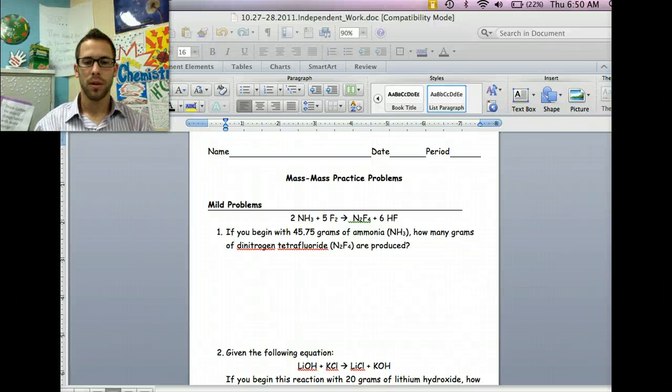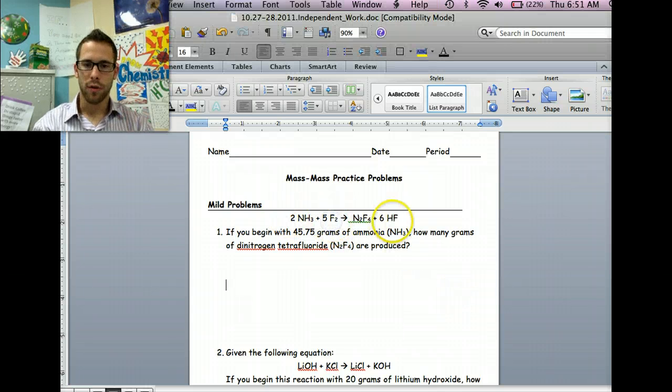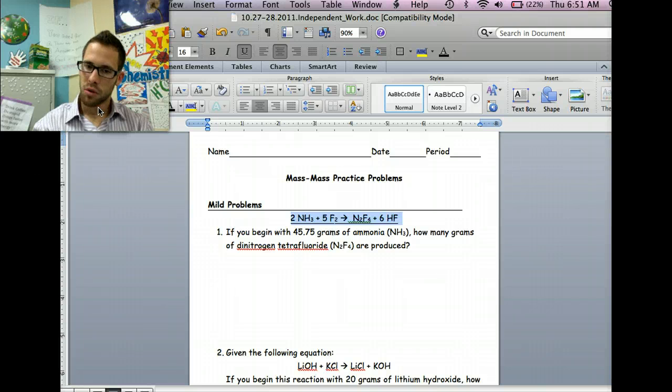Okay, so we're going to try to solve this first mass problem together, and then I'm going to let you go. So we're going to start with this equation right here. And as always, we annotate. So the first thing we do is we look at this equation, underline it. Is it balanced? Well, let's check it out.